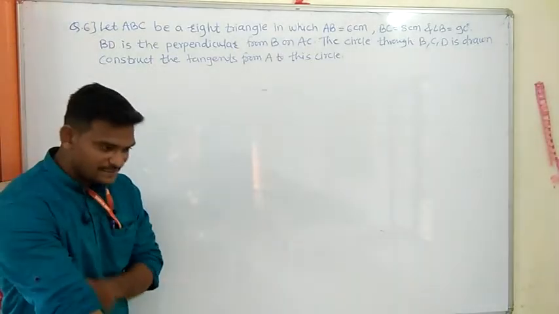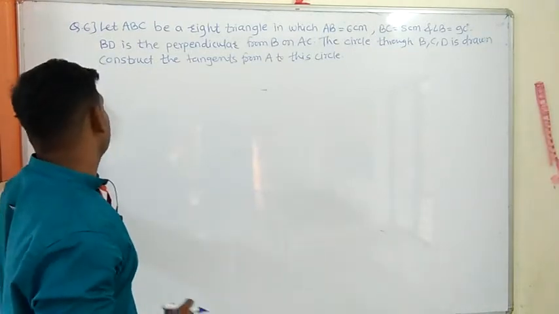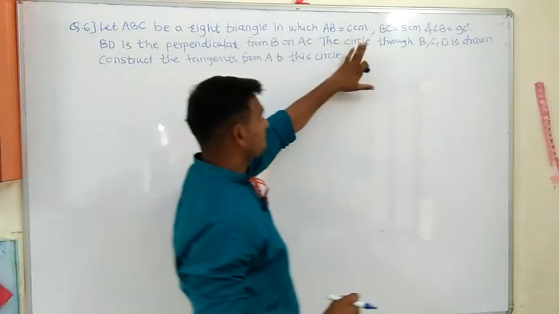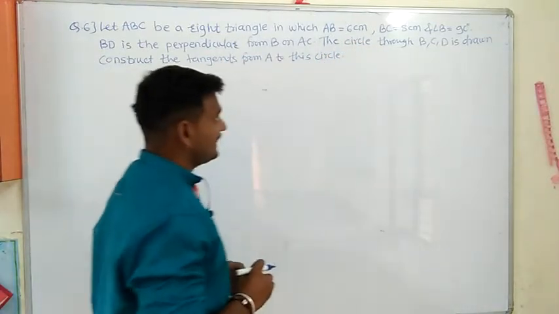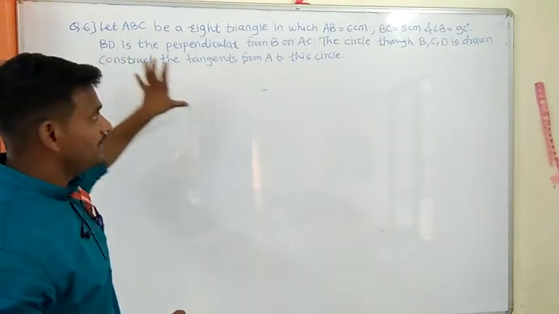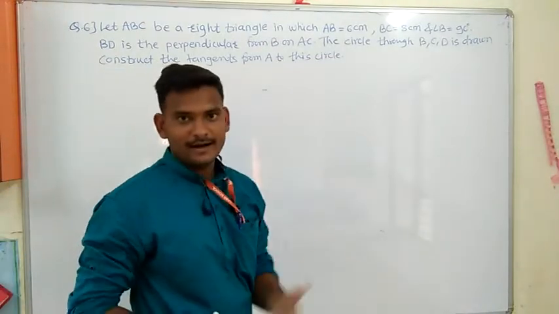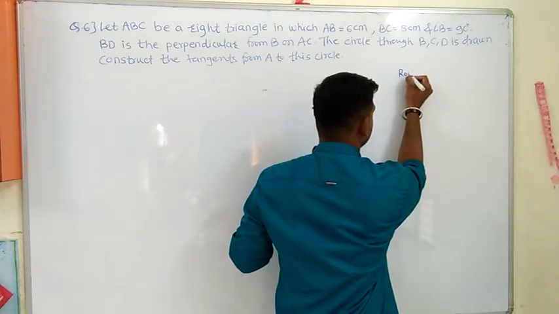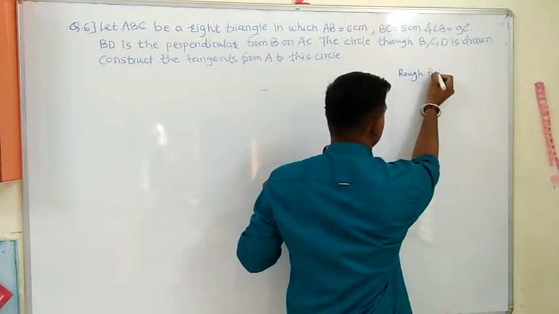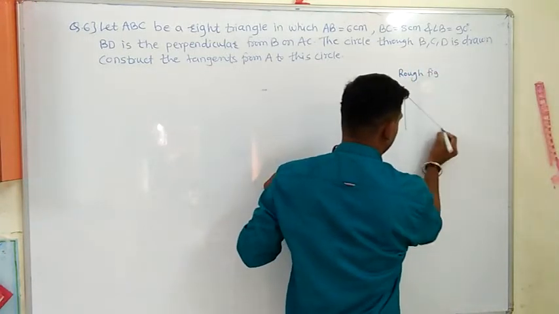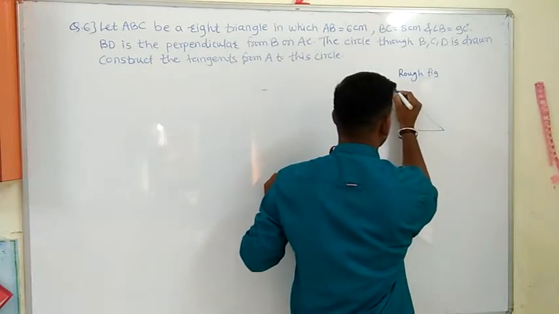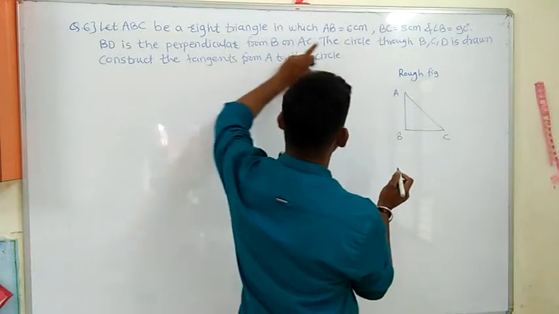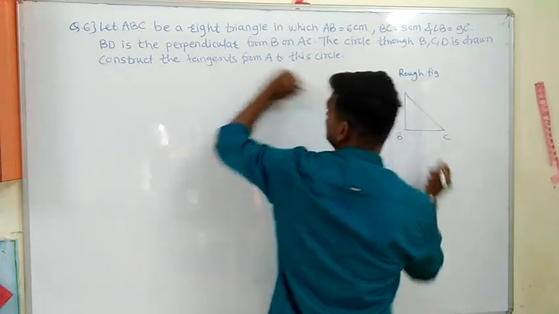Okay, now we will see question number 6. See in question number 6, what is given? Let ABC be a right triangle in which AB is equal to 6 centimeter, BC is equal to 8 centimeter, and angle B is equal to 90 degrees. First of all, we will draw the right triangle here. See here, roughly I will draw a rough figure. I will draw a right triangle ABC, which is right angled at point B.